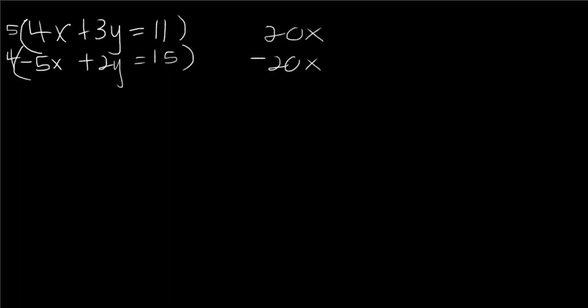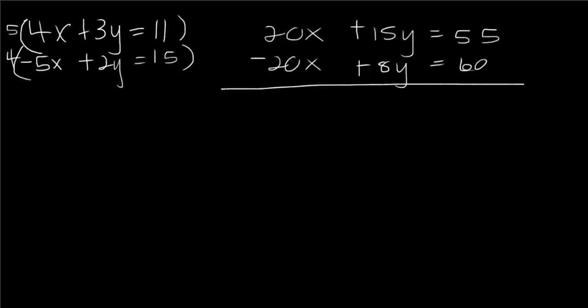So let me finish out my multiplication to see if this works out. So 5 times 4 is 20, 5 times 3 is 15y, and 5 times 11 is 55. 4 times, already did that, 4 times 2 is 8y, and 4 times 5 is 60. So let's add these equations together. Of course, this cancels like I need it to. 15 and 8 give me 23y, and that's equal to 115.